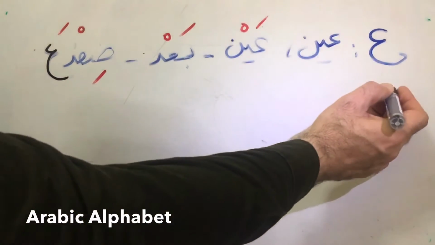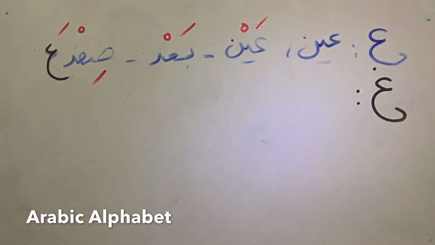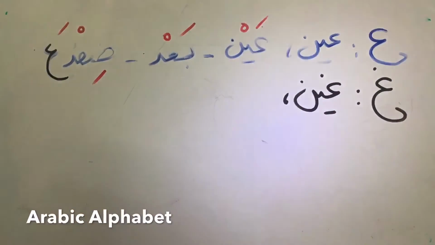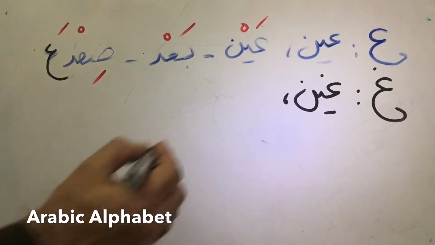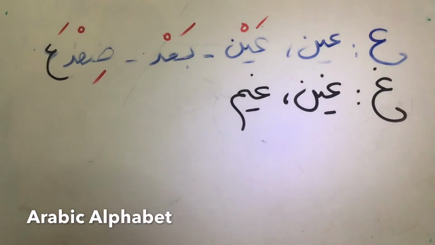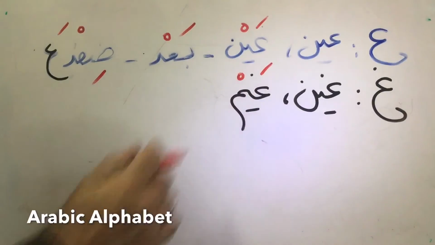غين. It is the same writing, but we have a dot over عين. So we have غين. An example of غين at the beginning of the word is like غيم. غيم means clouds. غين, غ فتحة, يا سكون.